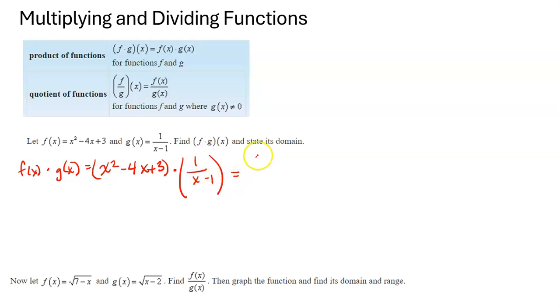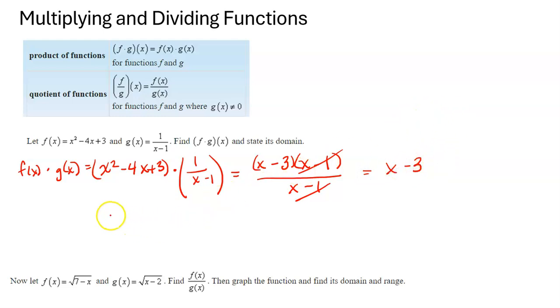Okay, so I'm going to factor the top. So I have x, and then 3. There's only one way to make 3. Since this is negative, I'm going to put the negative, because when they multiply, it's positive. Okay, and then this is x minus 1 on the bottom. These are going to cancel, and I end up with x minus 3 as my answer.